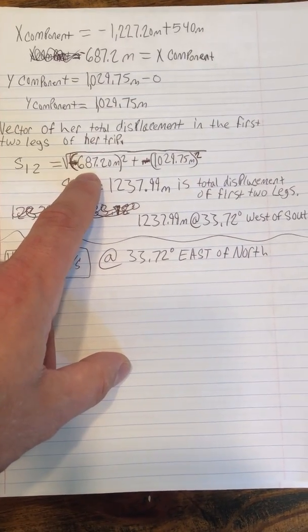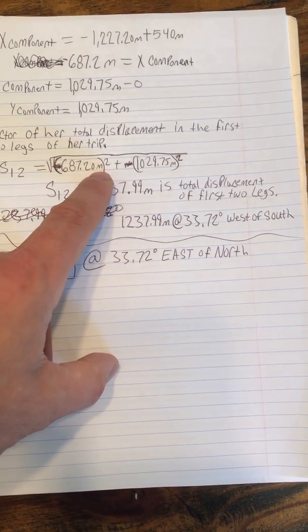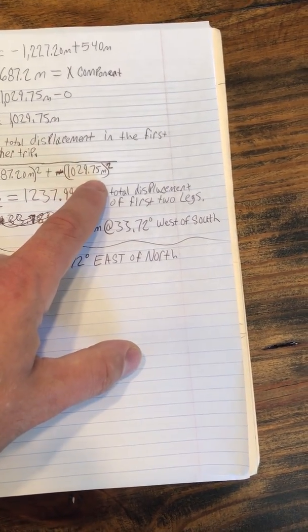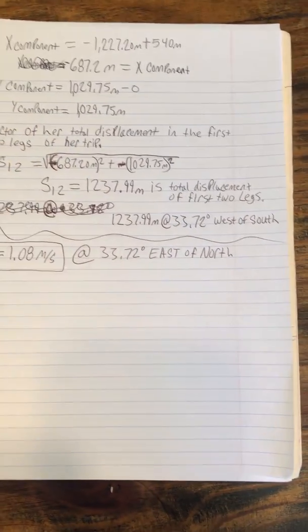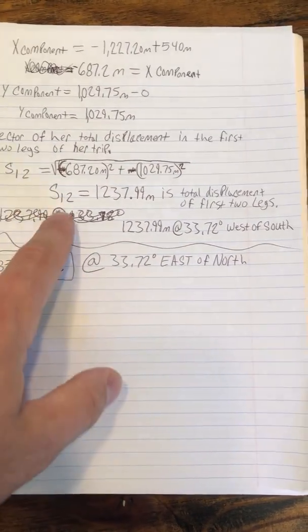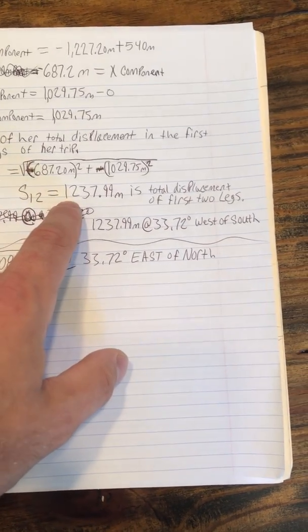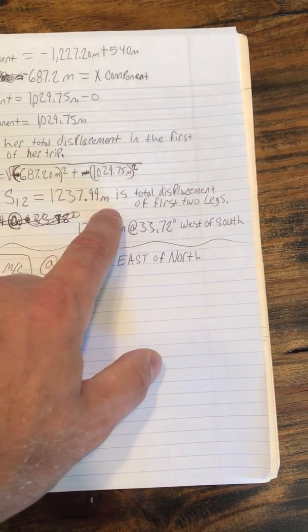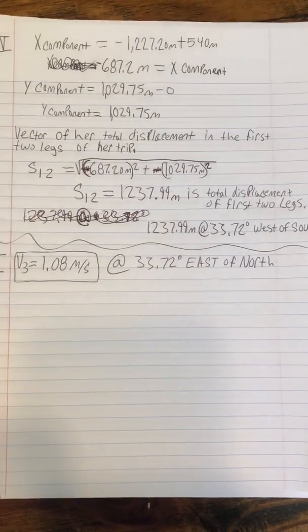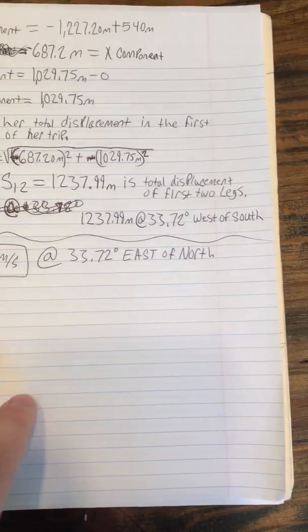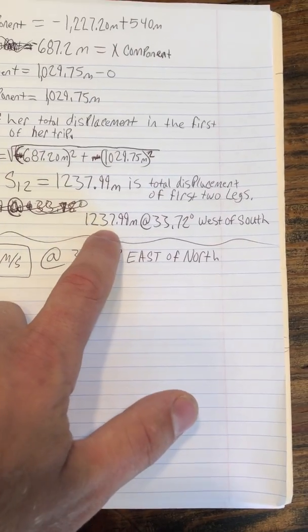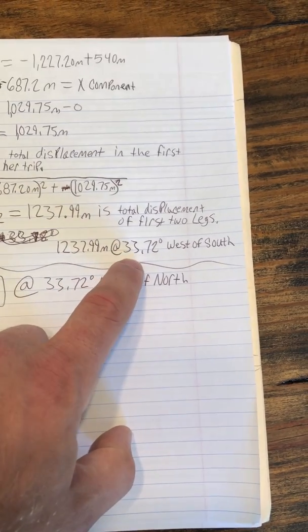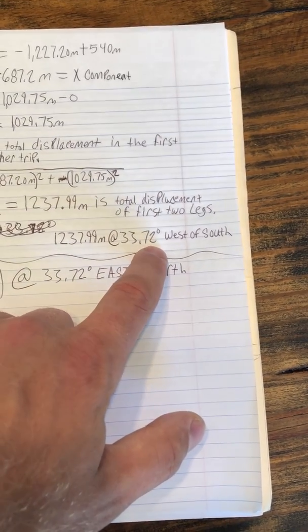is the square root of 687.20 meters squared plus 1,029.75 meters squared. And you get, so S1 and S2 combined, the total displacement is 1,237.99 meters. That is the total displacement of the first two legs. And the magnitude and direction is 1,237.99 meters at 33.72 degrees west of south.